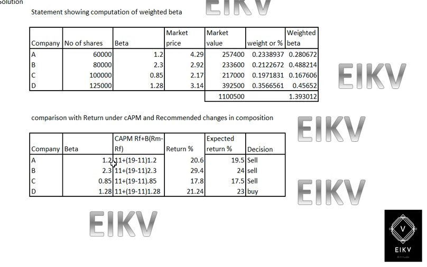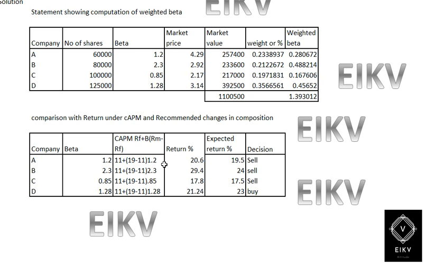So after getting the weighted beta, you can compute the CAPM return. So here we have four companies, from A to D. So beta would be 1.2, 2.3, 0.85 and 1.28. So we need to compute the CAPM return with the beta. The CAPM formula would be RF plus beta into RM minus RF.